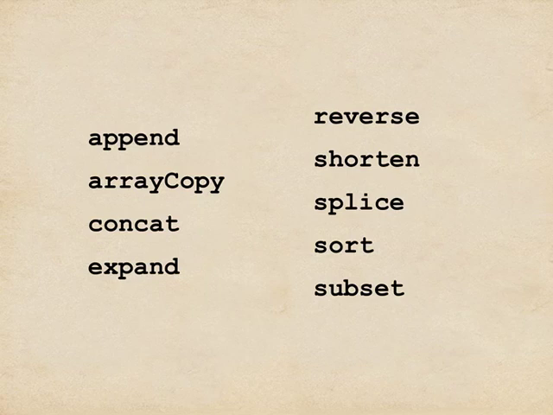Splice is a really interesting way of combining two arrays. It lets you take one array and put it into the middle of another array. It's like taking a bunch of pages from one book and sticking them into the middle of another book. Sort is another of those that does just what you think. If you have numerical data or strings, it will sort them numerically or alphabetically. And finally, subset lets you extract a bunch of elements from within an array and make a new array out of them. Let's look at these one by one.